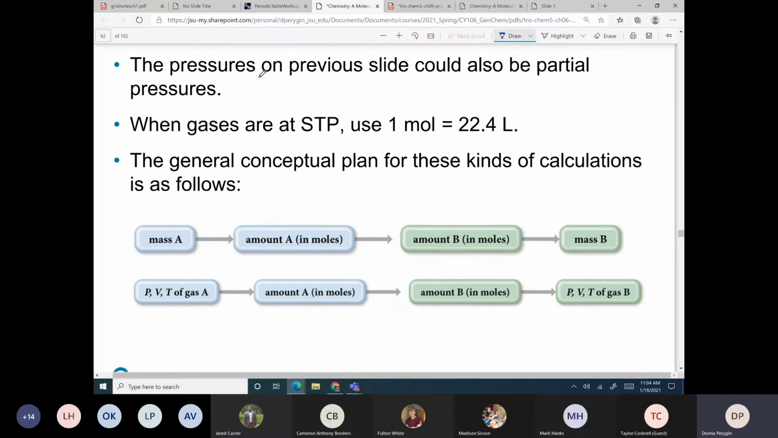Right, and so we can also use partial pressure if we're just considering one gas, if we want to be measuring that. When gases are at standard temperature and pressure, 1 mole, remember, is 22.4 liters. And so if we have mass A, we can convert that to moles of A, and then moles of B, and then we can get mass of B, and so forth. If we have pressure, volume, or temperature of gas A, that can give us the amount in moles, and then we can convert that to moles of B and get some unit for gas B.